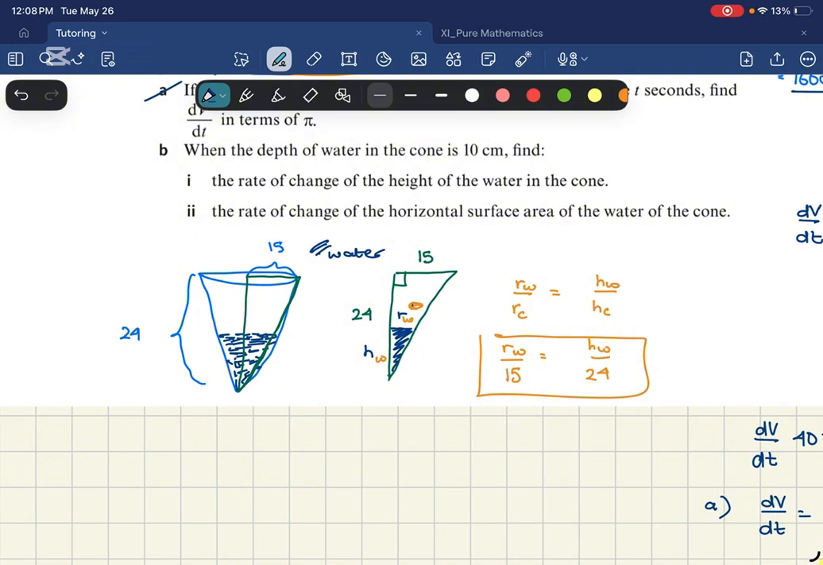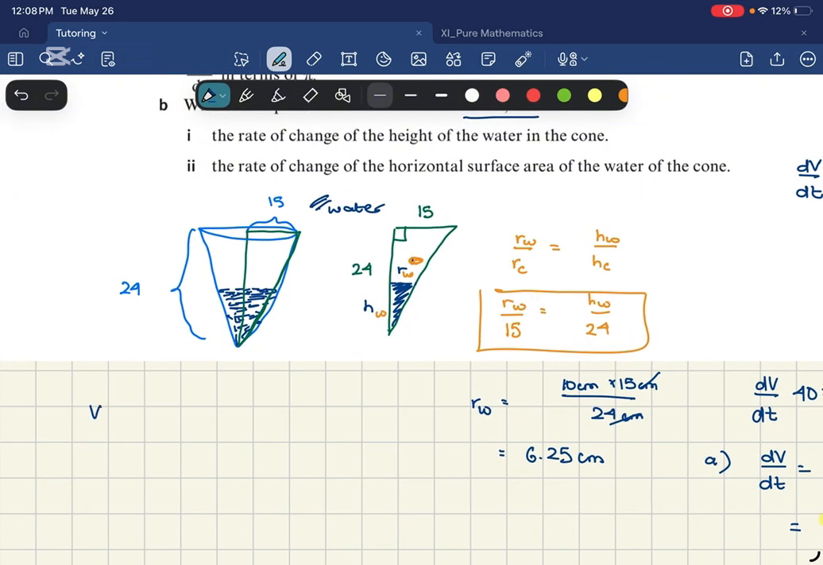Now, when the depth of water in the cone is 10 centimeters, so HW is given as 10. So we can find RW is 10 centimeters times 15 divided by 24. So this will cancel out. We get 150 divided by 24, which is going to be 6.25. We know RW. Now V inside the cone has to be 1 over 3 pi R squared HW, right? This should be the volume of the water inside the cone.